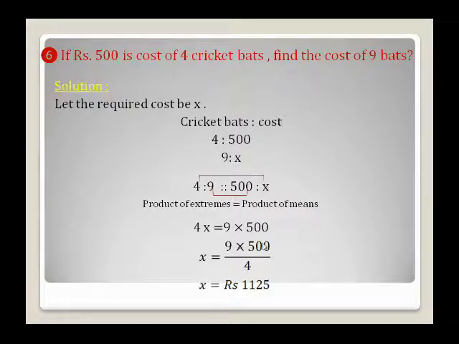So 4 ones are 4, then 4 ones are 4, 1 carry over 0, it becomes 10, then 4 twos are 8, then 2 remaining here, so we carry 2 over 0, it becomes 20, then 4 fives are 20. Then we multiply it by 9, so we get 1125. Okay, it is the cost of 9 bats. Here we write the result, which is the cost of 9 bats is rupees 1125. It is the final answer.